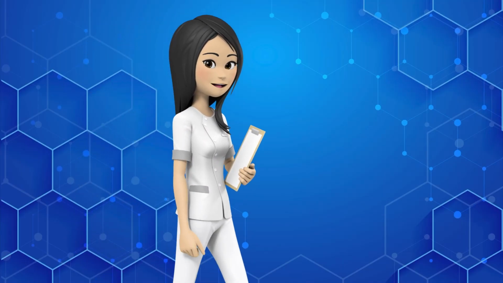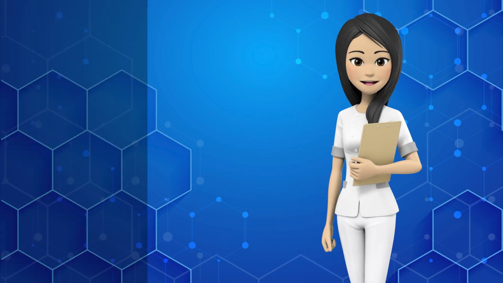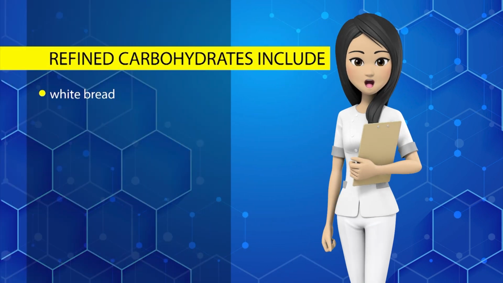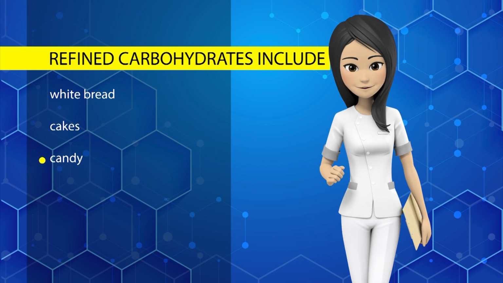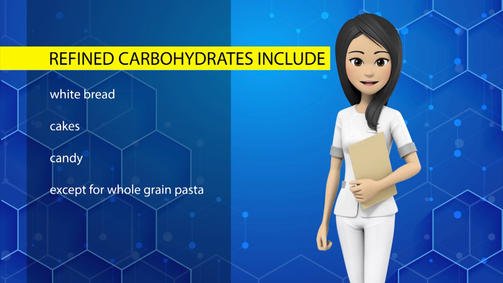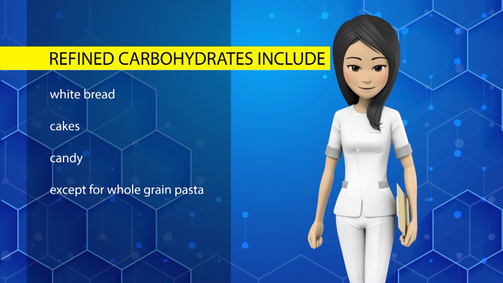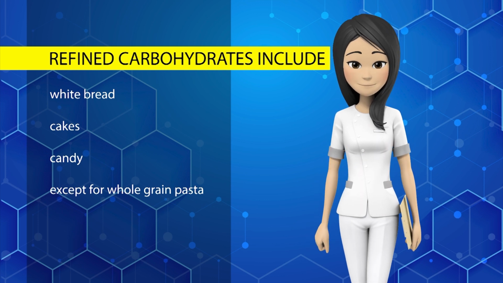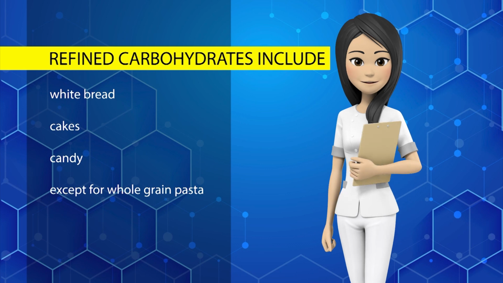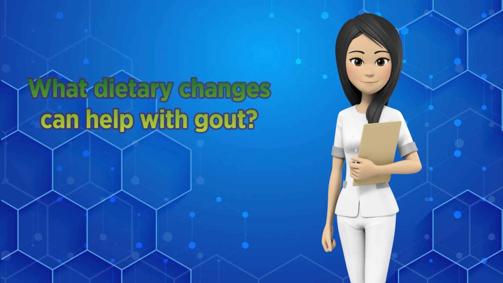Avoid or limit refined carbohydrates. Refined carbohydrates include white bread, cakes, candy. Except for whole grain pasta, all gout-friendly recipes are either completely free of refined carbohydrates or contain only trace amounts of them.